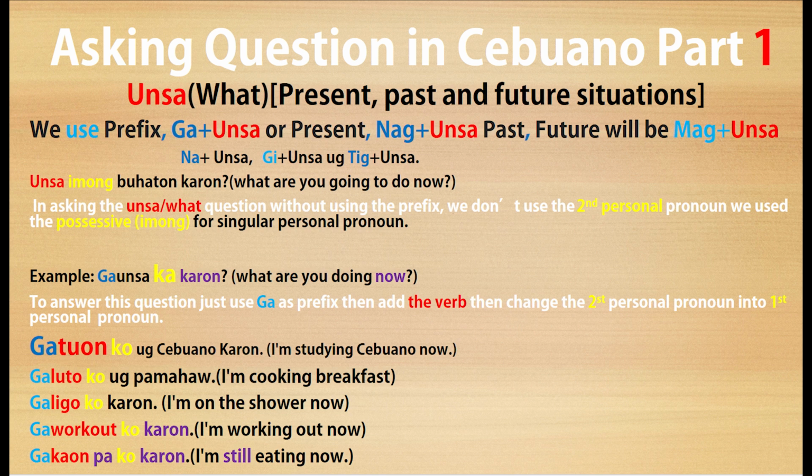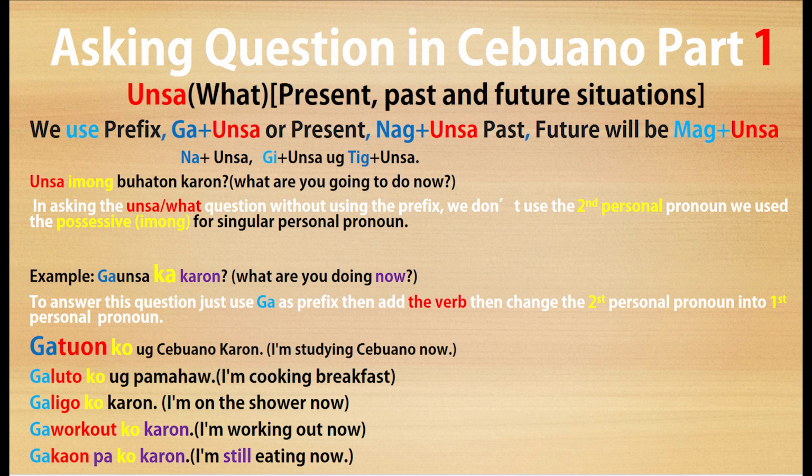Example here, unsa imong buhaton karon. Basically this question is in the present, right? Without adding the ga, you use the possessive. So in asking unsa, what, we don't use the second person pronoun. We use the possessive pronoun imong for singular. Okay, so that's the difference between them.